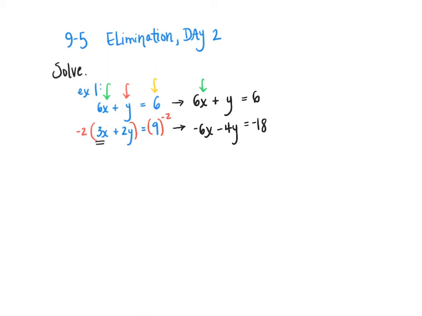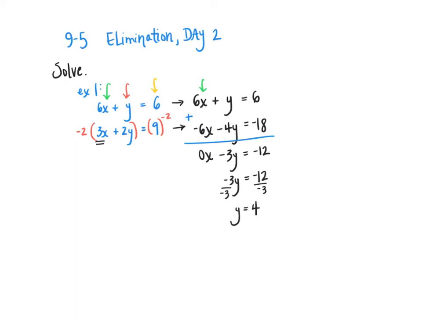Now I'm ready to add the two equations together so that I can eliminate. So what is 6x plus a negative 6x? That's 0x. That's what eliminates. Then I have y plus a negative 4y, which is negative 3y. And then 6 plus a negative 18, which is negative 12. So if you simplify that, that's going to give us negative 3y equals negative 12. And then I have a one-step equation. I need to divide by negative 3, and so y equals 4.